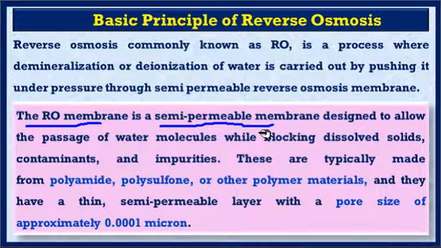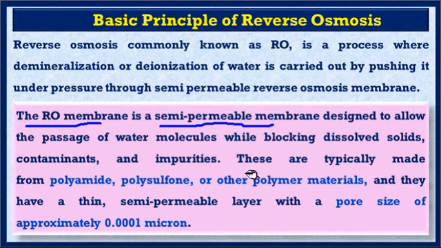So the semi-permeable membrane used for water filtration is known as the RO membrane, which allows the water molecules to pass through it, and the other remaining dissolved salts, contaminants and impurities do not pass through this RO membrane. So these are used for the water purification process.